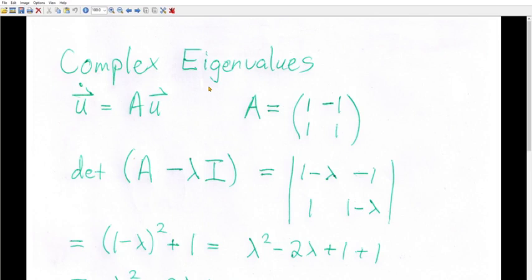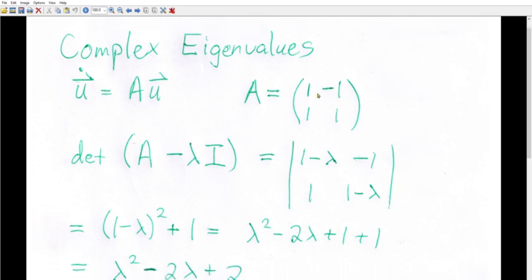Today we're going to discuss solutions to u dot equals Au where the eigenvalues of A are complex. So let's start with the example matrix A equals [1 -1; 1 1], which is a relatively simple example. We'll talk through the solution, say something about the general method, and then attempt to do a problem that's a little more complicated.